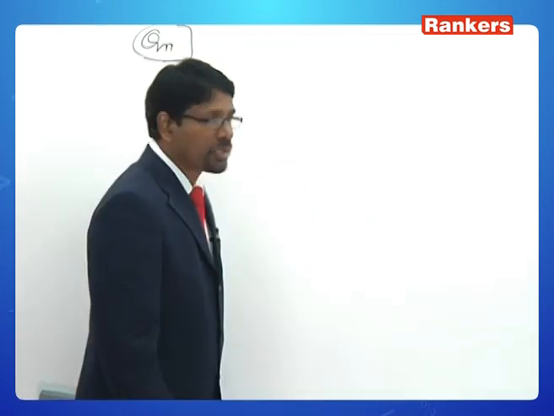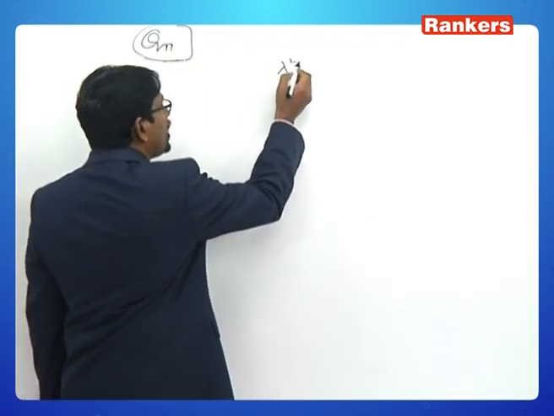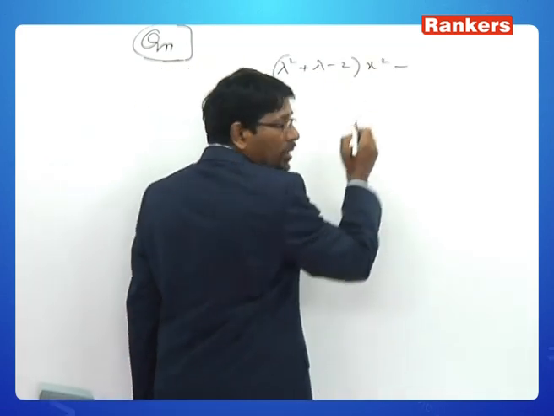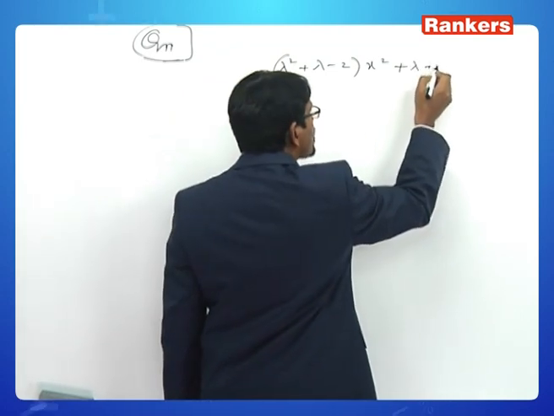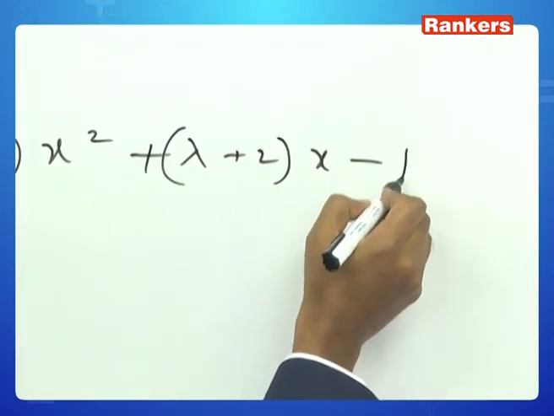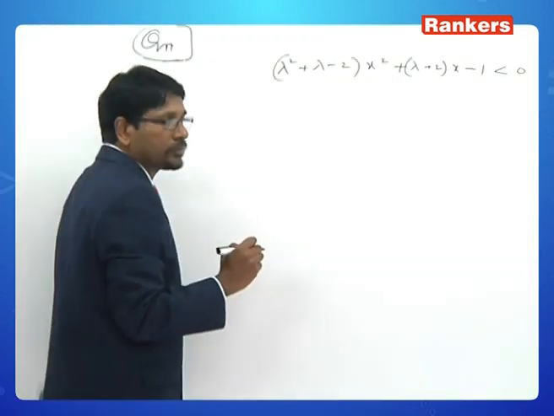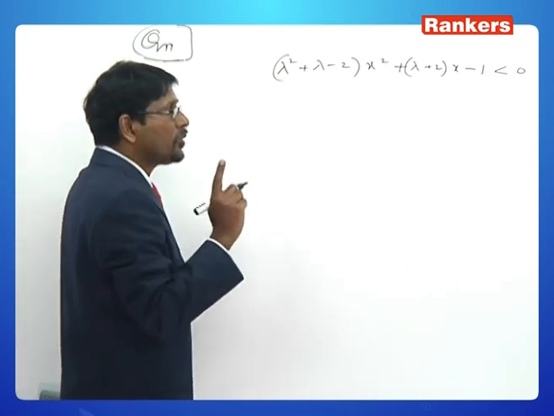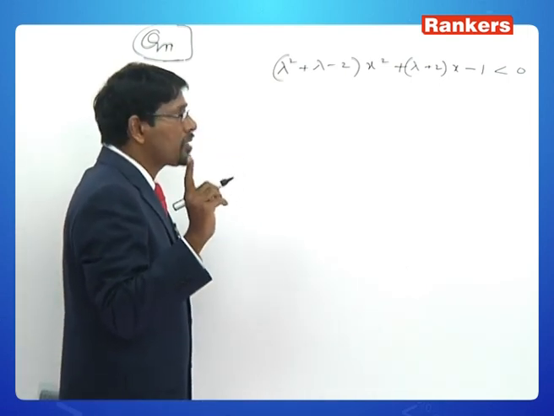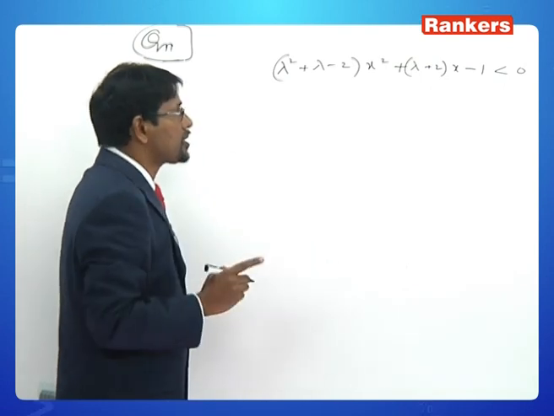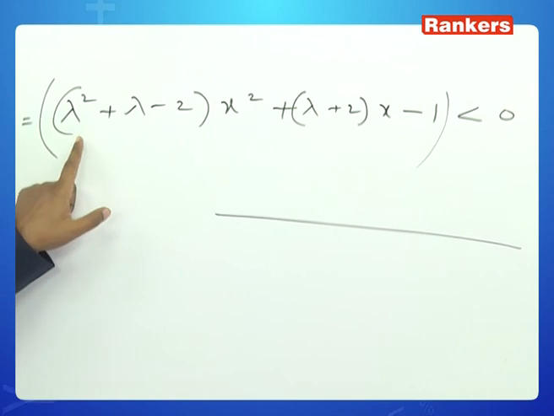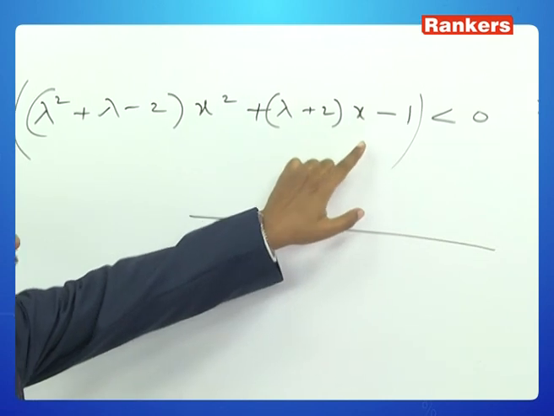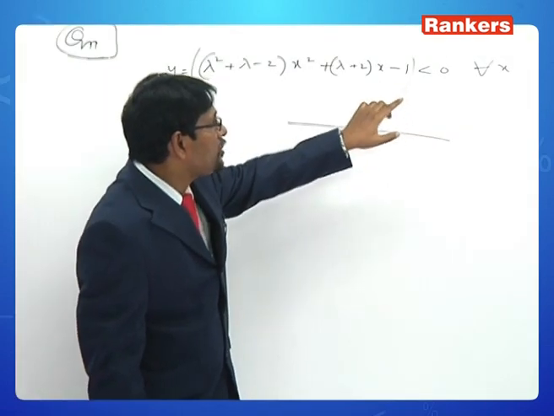Let's have a look at this equation. Lambda square plus lambda minus 2 into x square plus lambda plus 2 into x. I rewrite this inequality like this. Remember that whenever you are given a quadratic inequality, you must always bring it into the form where one of the sides is 0. Now for this quadratic inequality, lambda square plus lambda minus 2 into x square plus lambda plus 2 into x minus 1, I want it to be negative for all x.